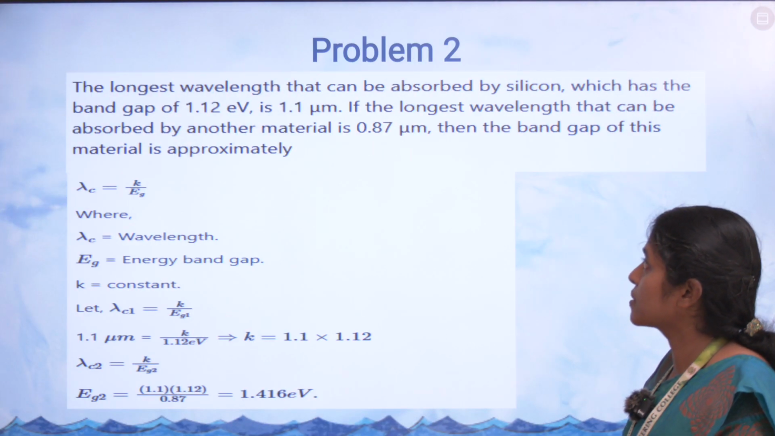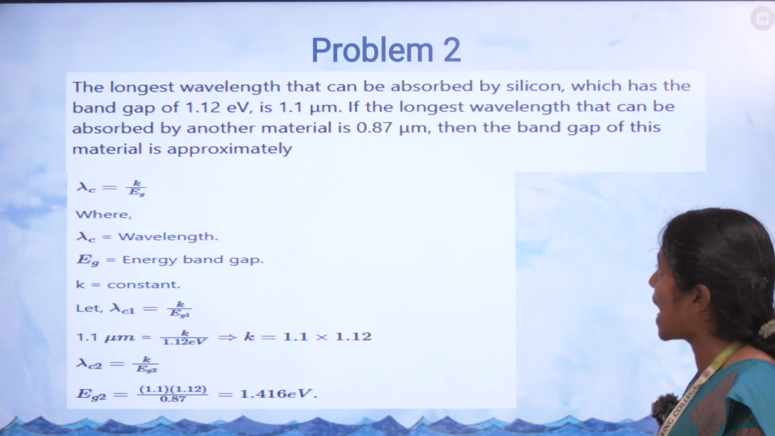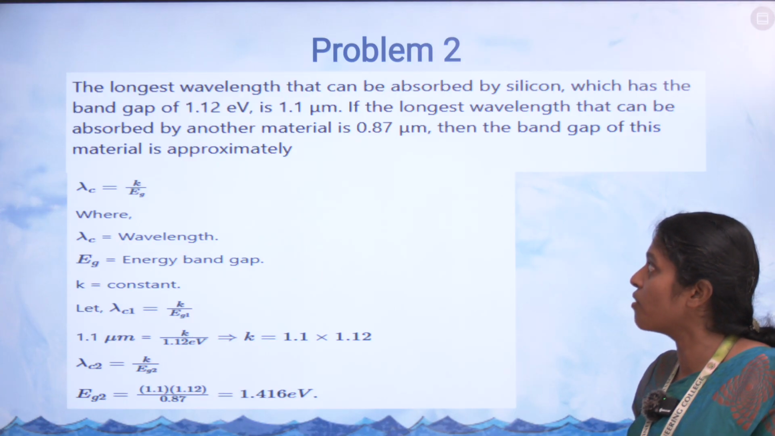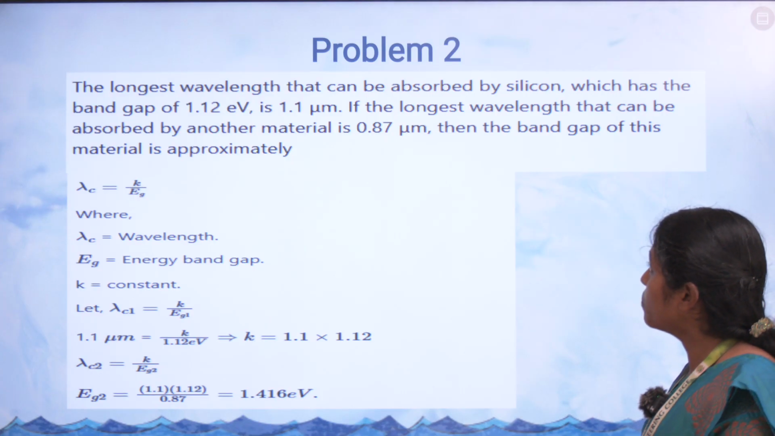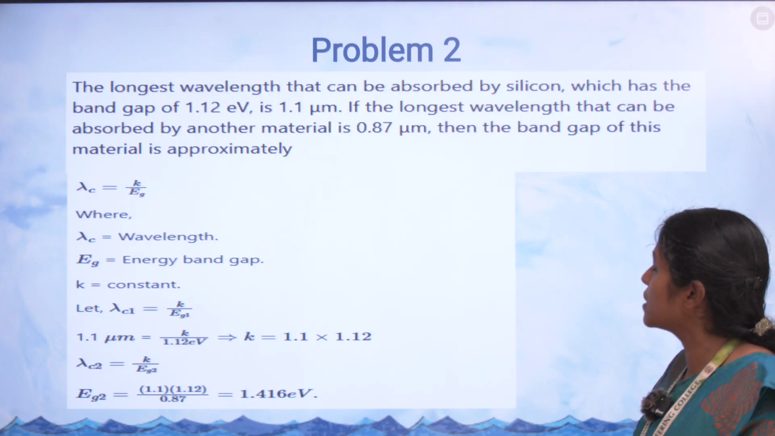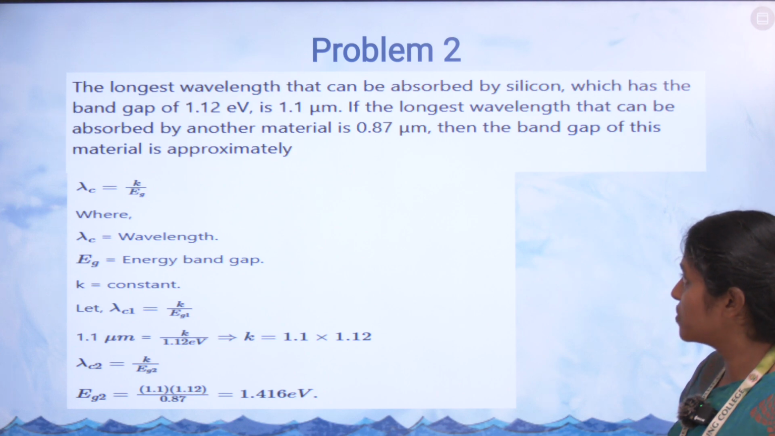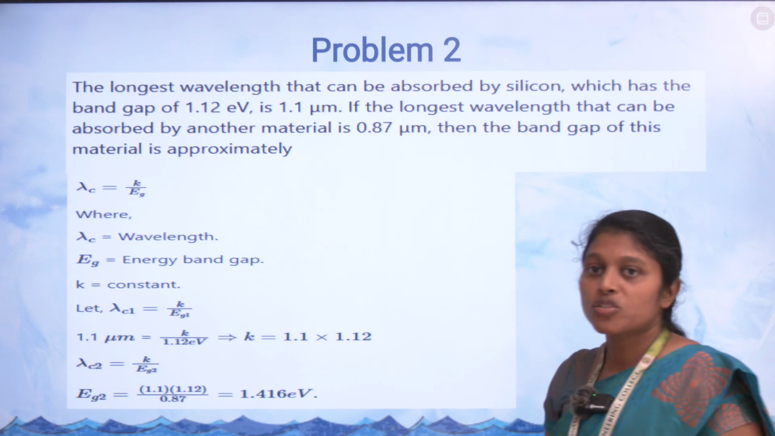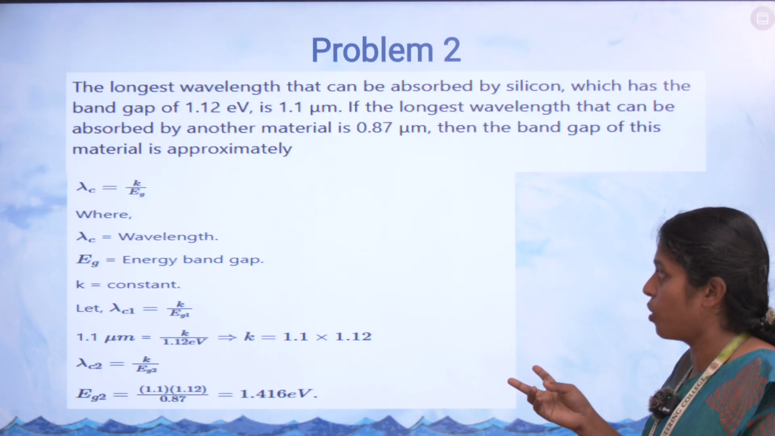And the next one: the longest wavelength that can be observed by silicon, which has the band gap of 1.12 electron volt, is 1.1 micrometer. If the longest wavelength that can be observed by another material is 0.87 micrometer, then the band gap of this material is approximately. So we have to find the band gap of the second material that is involved.